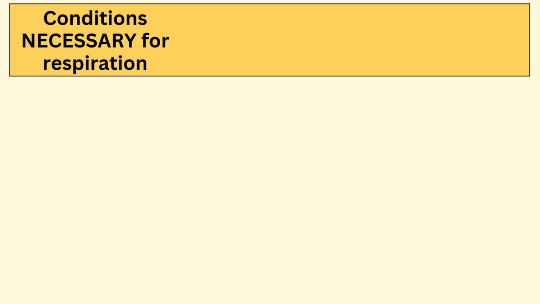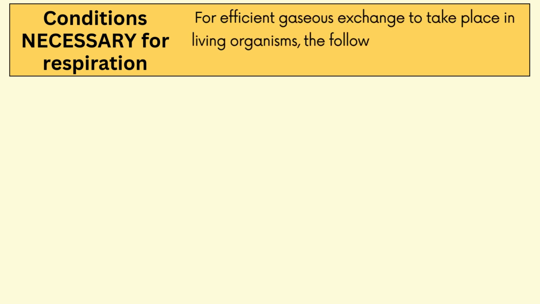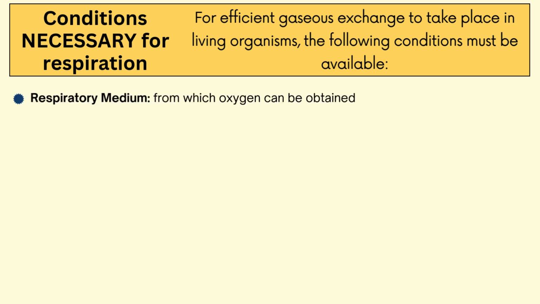For respiration to efficiently take place, there are various conditions that must be available for efficient gaseous exchange. These conditions include the following. Number one, respiratory medium. There must be a respiratory medium, which refers to the surrounding of the organism from which it can obtain oxygen. Examples of respiratory medium are air and water.